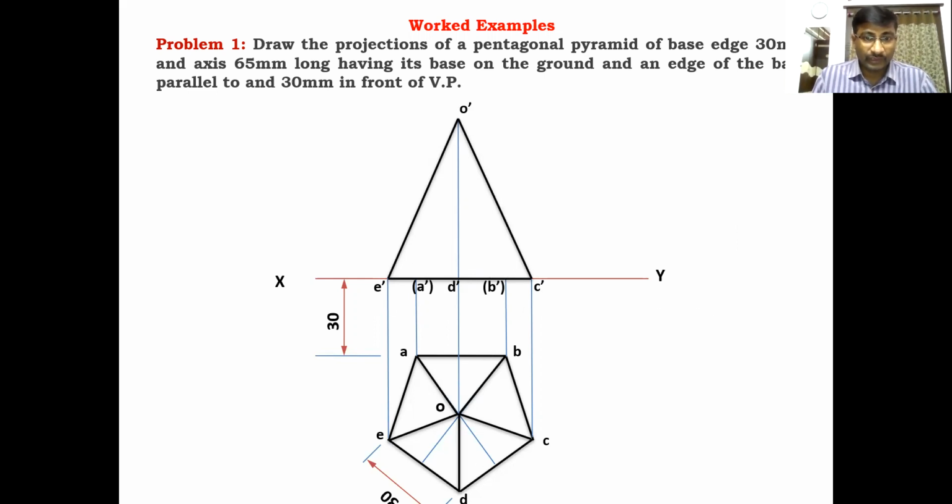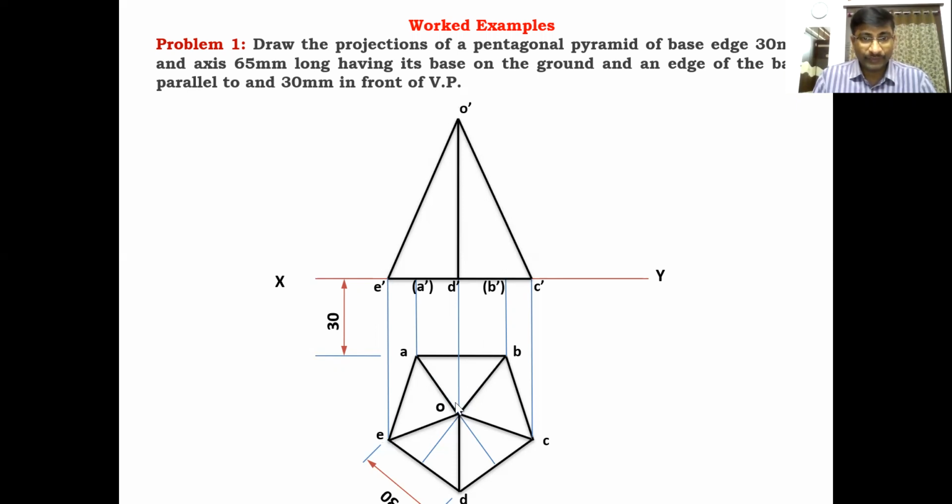And also DO is also visible. That's why D dash, O dash is the dark line. In this solid, when looking from this side, the DO is visible, CO is visible, and EO is visible. So that's why I'm connecting the E dash, O dash, C dash, O dash, and D dash, O dash with the dark lines. And the another 2 slant edges are there, BO and AO.